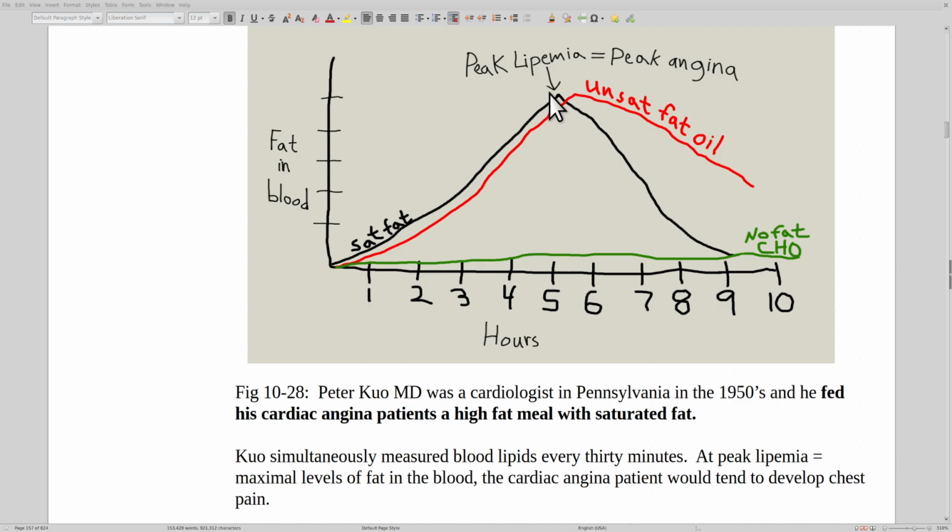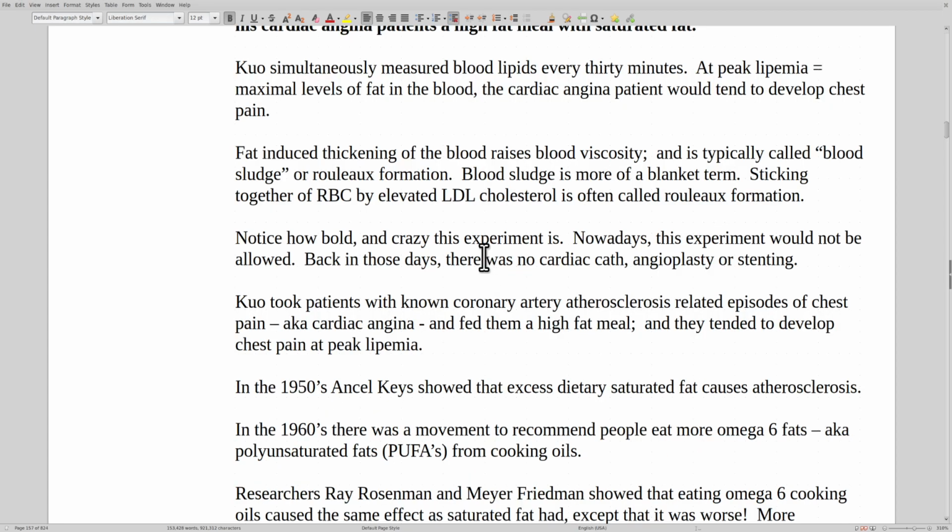What was interesting was in the 1960s, these experiments were repeated, and this time with unsaturated fat, like omega-6 cooking oils. And they found that these caused even worse sludging of the blood. Just like if somebody cooks with oil, then afterwards when you clean up, it's a real mess and it's difficult to clean up. It can make things all sticky. Okay, let's see what else is interesting.